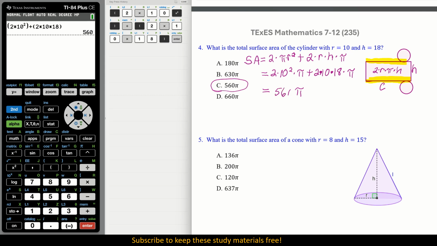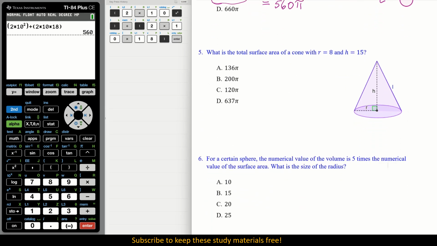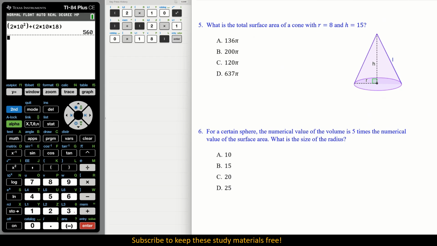560 in terms of pi. Now let's go to number 5. What is the total surface area of a cone with radius equal 8 and height equal 15? Now, there's a lot going on here. For this shape, we have this, and we have a circle, and then we're going to call this L, for the lateral height. So this doesn't exactly calculate like the cylinder does.